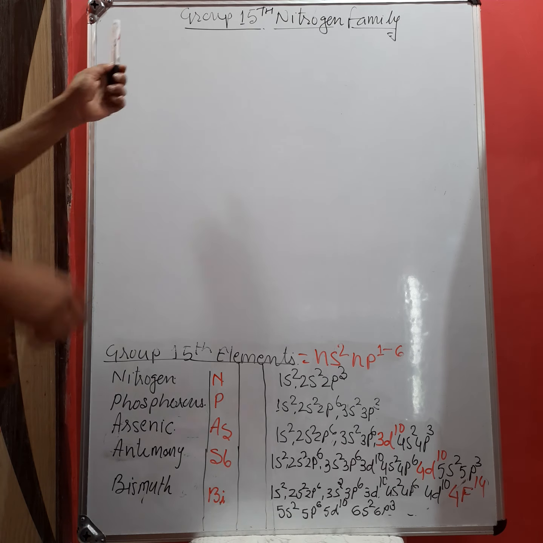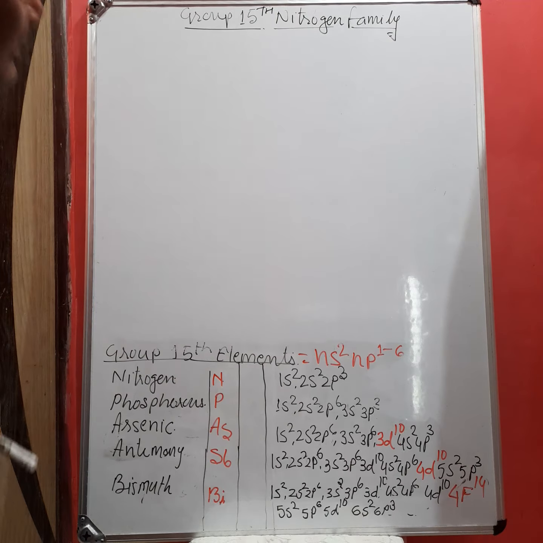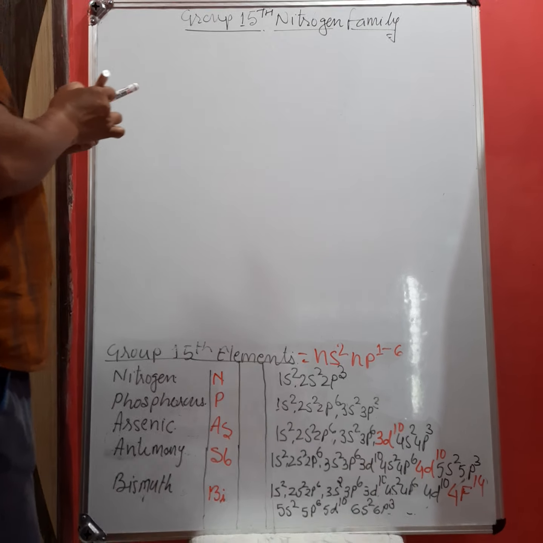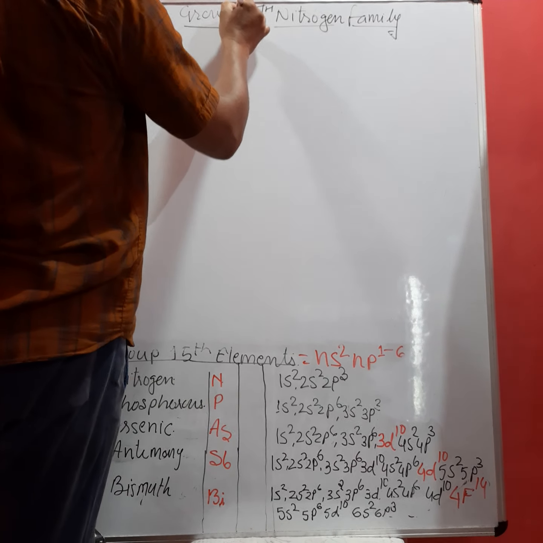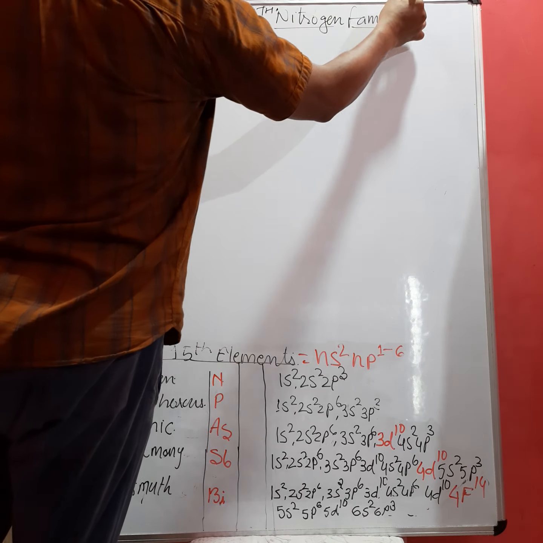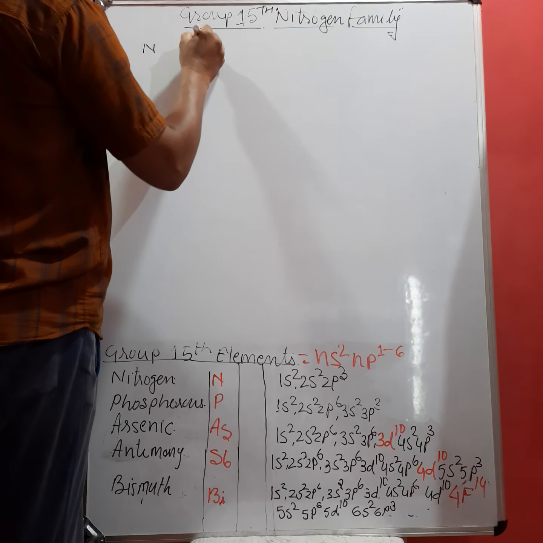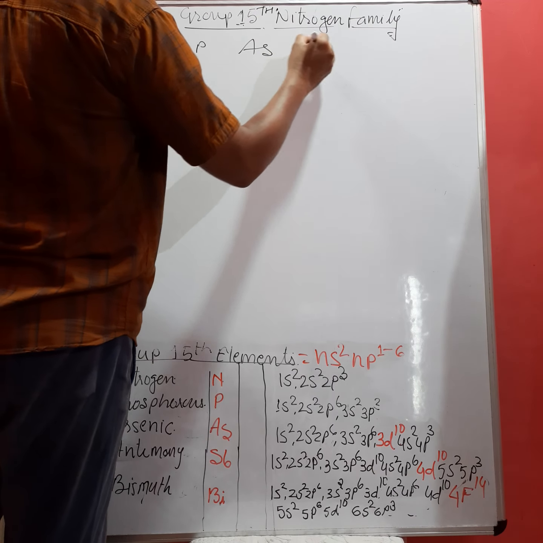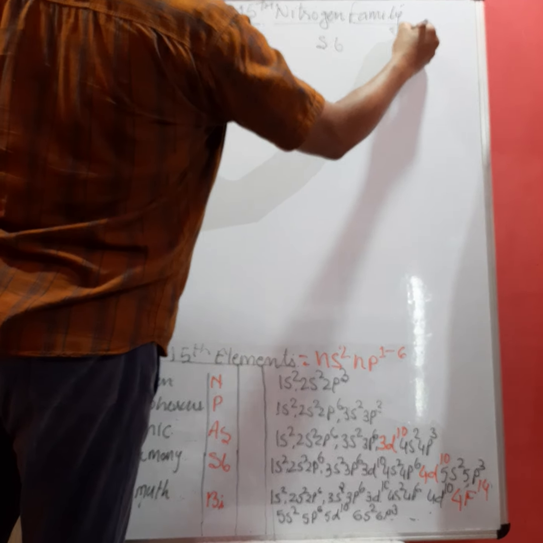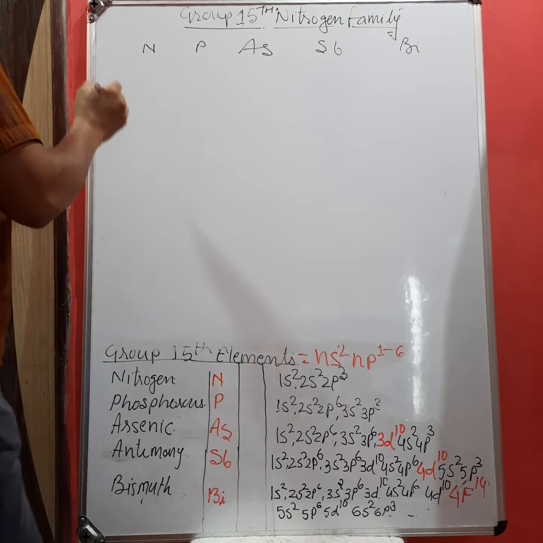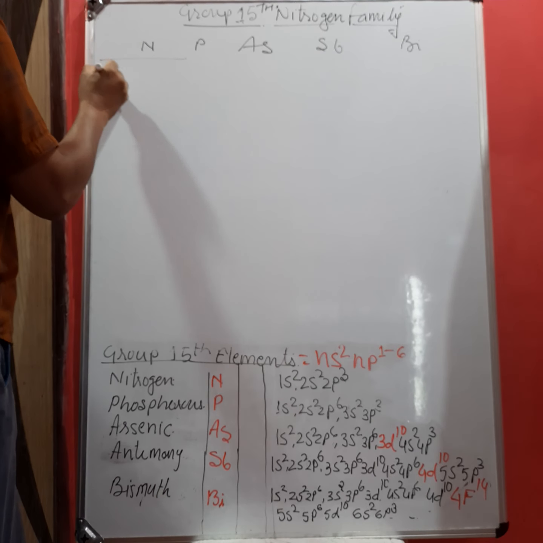Yes, students. Now we are starting our chapter, Group 15 elements, which belongs to the nitrogen family. Students, in Group 15 there are nitrogen, phosphorus, arsenic, antimony and bismuth. Okay, nitrogen occurrence.